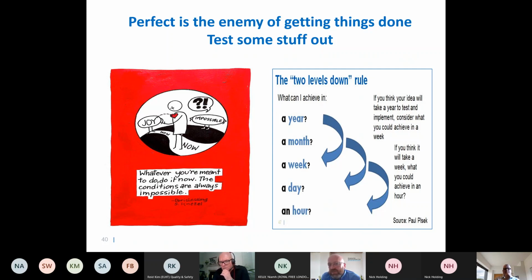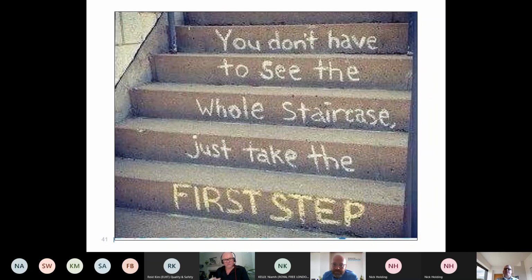So we'd always recommend that we look at the 2 levels down rule. If you're thinking what can you achieve in a year, well, what could we achieve in a week? If you're thinking what can we achieve in a month, well, what could we achieve in a day? If you're thinking what could we achieve in a week, well, what could we achieve now? What could we change now? And this is about using improvement science and improvement science tools to really start to make a difference, but just take it one step at a time. Because you don't have to see the whole staircase, but it's important to take that first step.